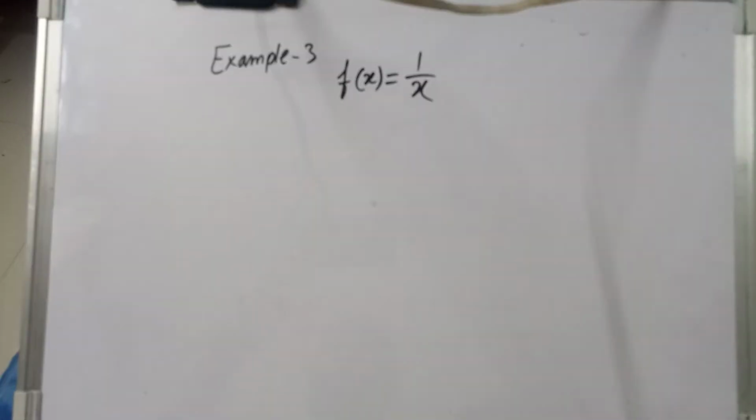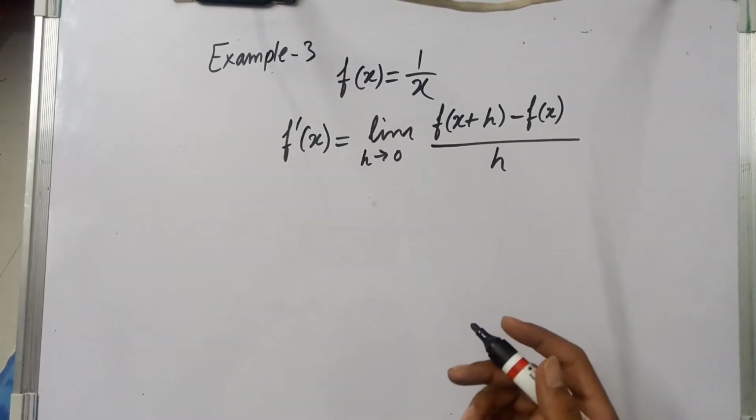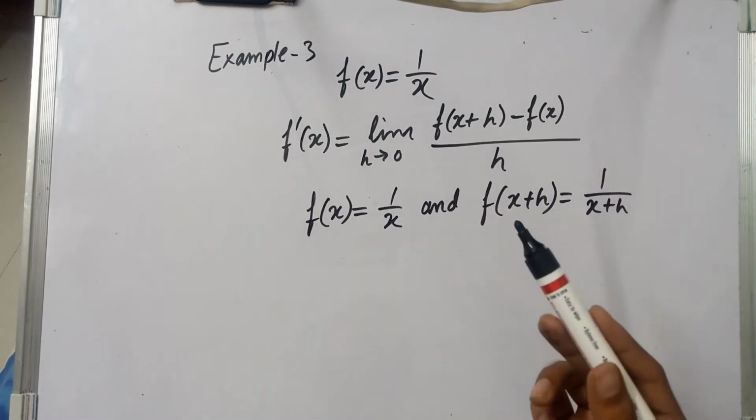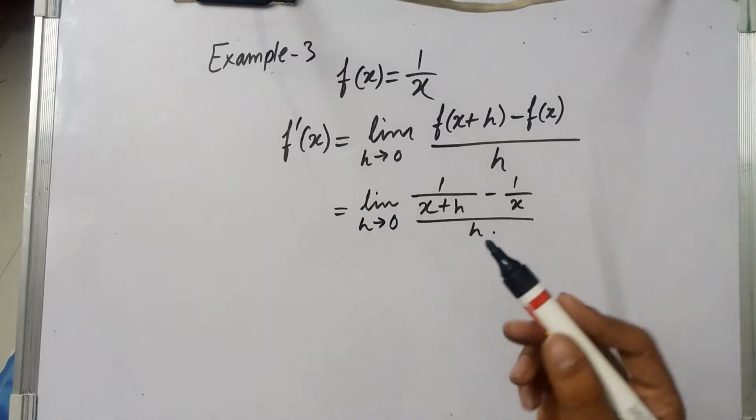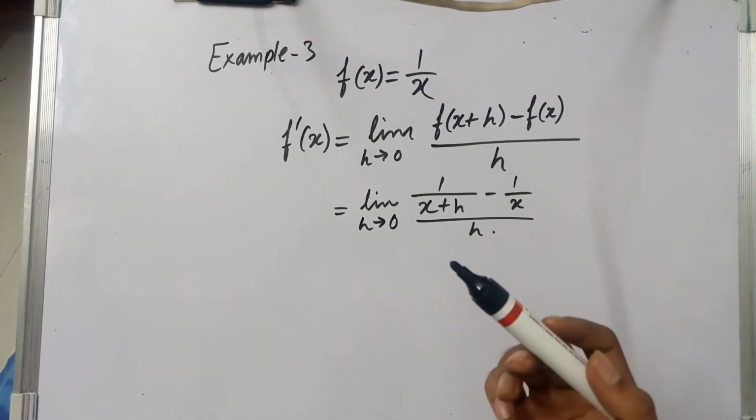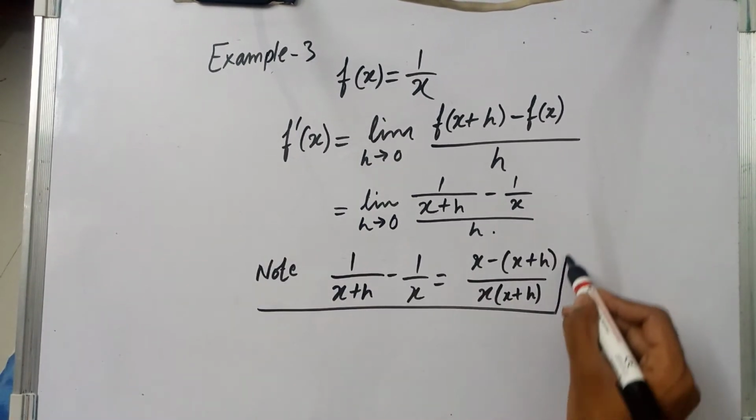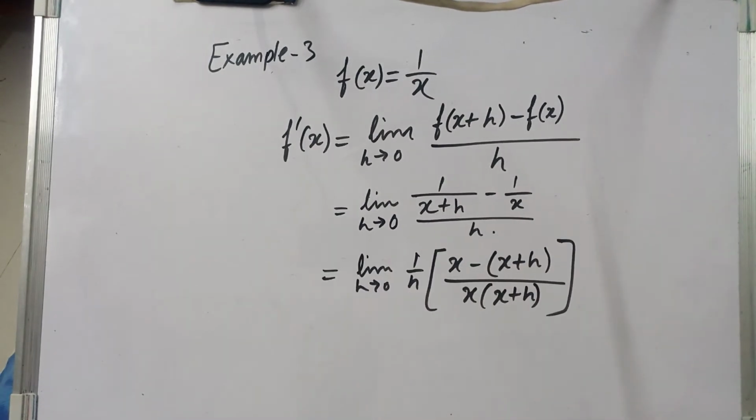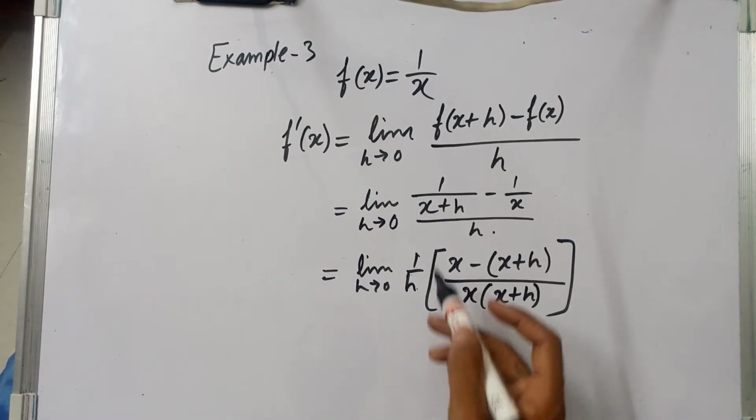Example 3: f(x) is equal to 1 upon x. Again, using formula or definition, note f(x) is equal to 1 upon x and f(x plus h) is equal to 1 upon x plus h. It means we get, note this. So we can write in this form.